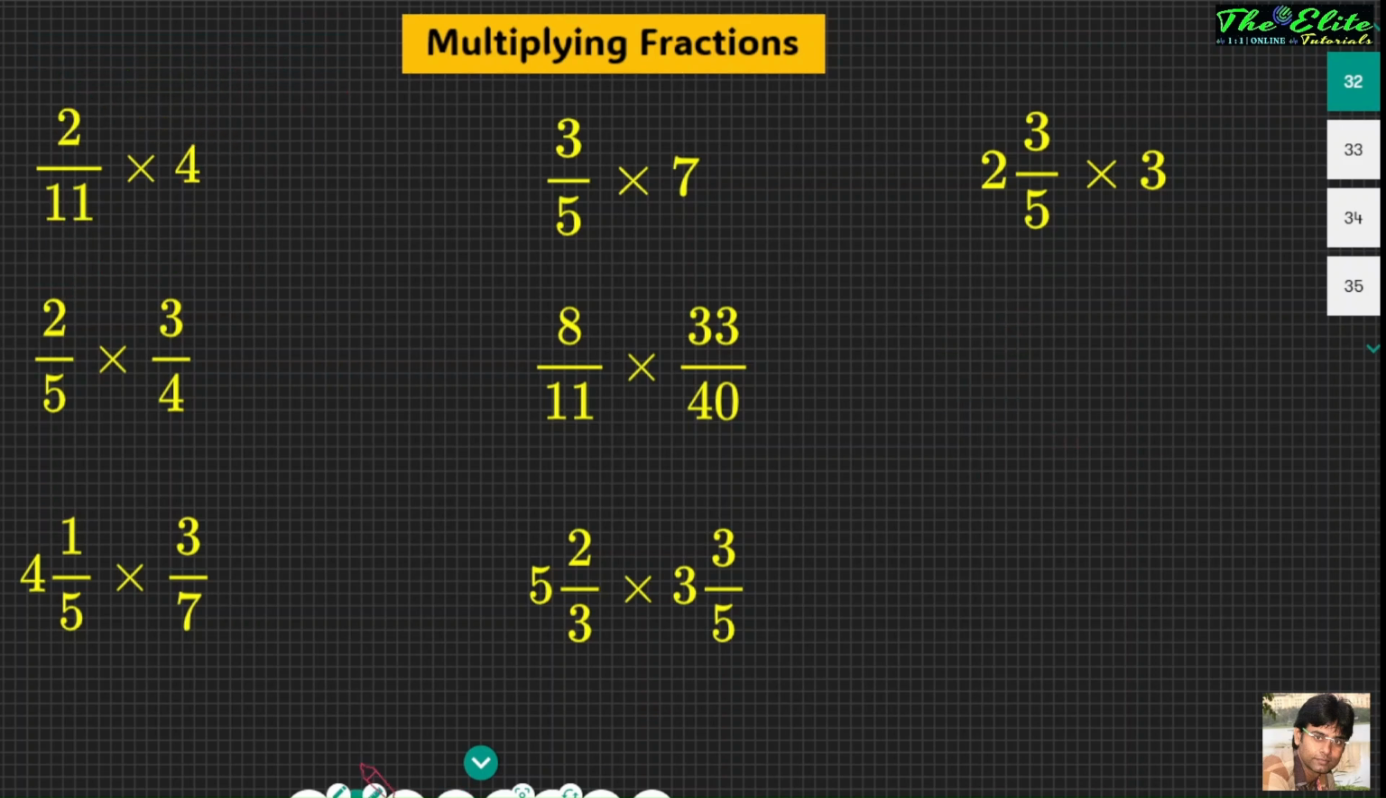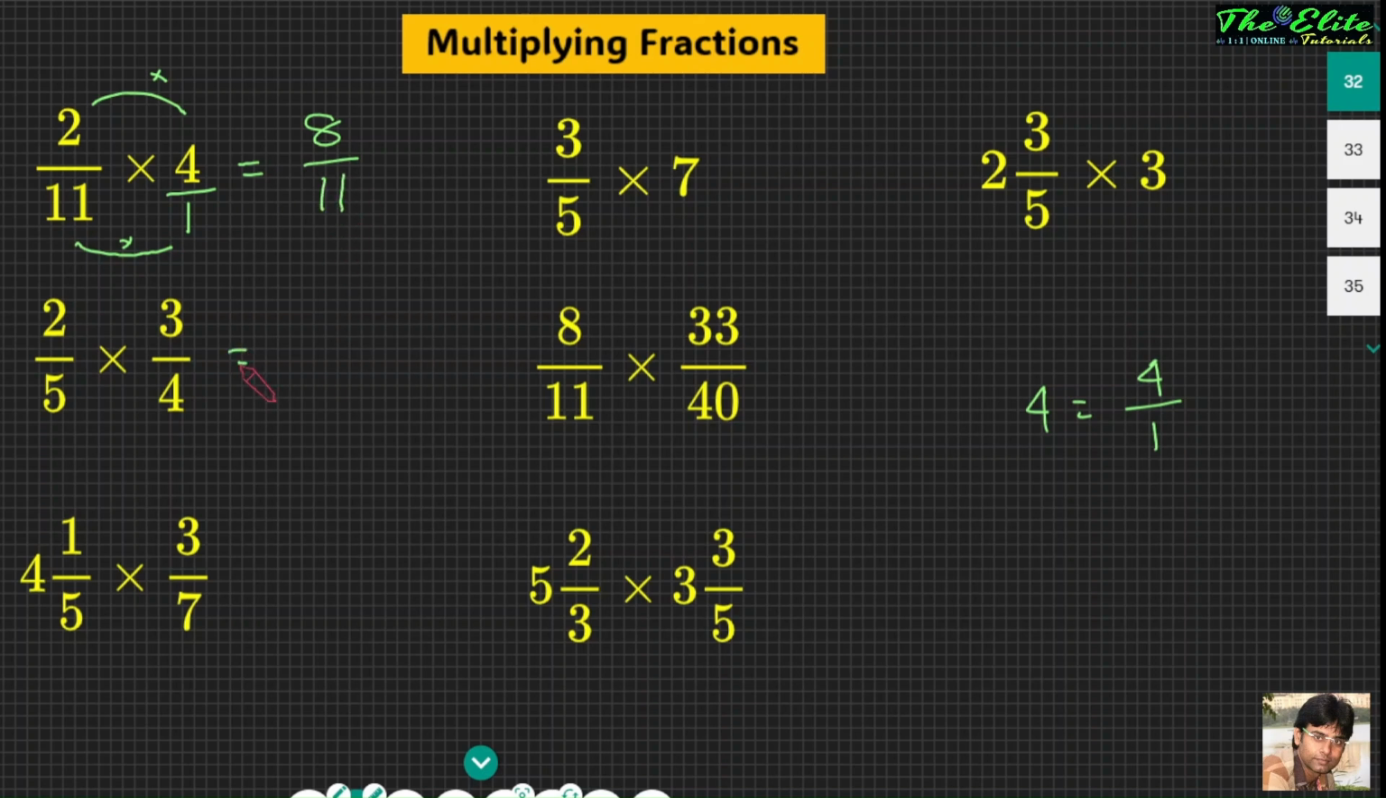Okay, now see, the very first question is 2/11 multiplied by 4. So what will be the answer? See, this whole number 4 can be treated as a fraction 4/1. So every whole number has a denominator that is not written, that is actually 1. So if you write 2/11 multiplied by 4 by 1, it won't be any problem. Now the rule is that you will multiply the numerator to the numerator of the next fraction and denominator to the denominator of the fractions. Okay, so you get 2 times 4, that is 8, and 11 times 1, that is 11.